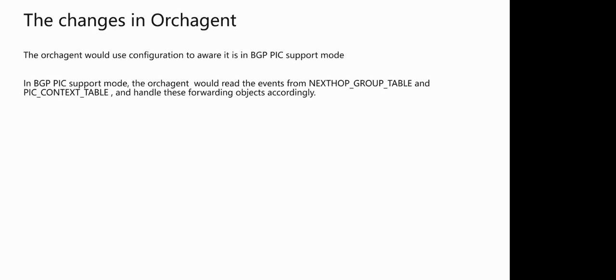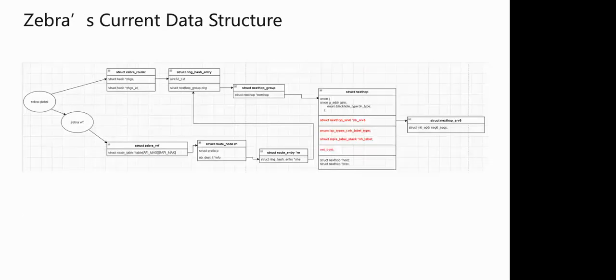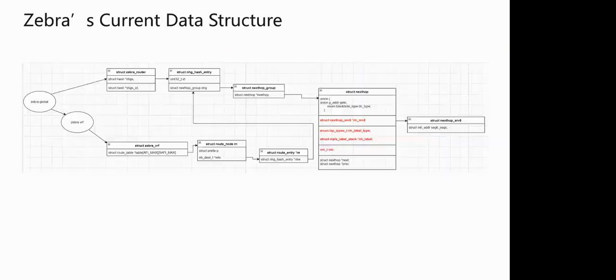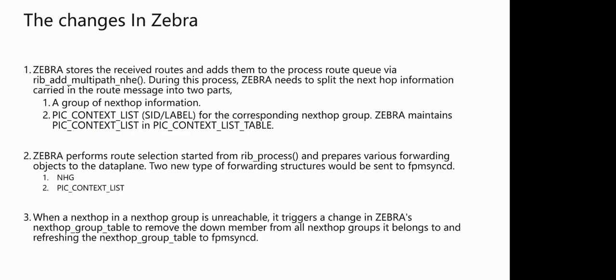Hey, can we go back to the slide where you were talking about the next hop group list and the PIC context table? I think it was two slides back. Yeah, the one, next. This one. No, the one after. No, where you were describing the changes to Zebra. There's a text slide. This one. No, one more. The text slide. Yeah, this one.